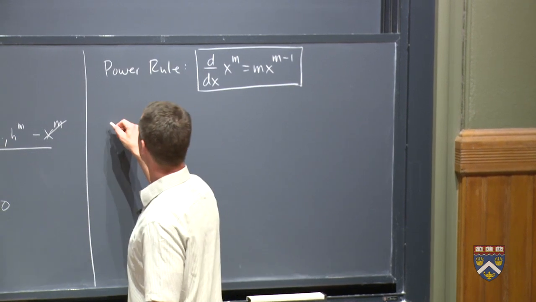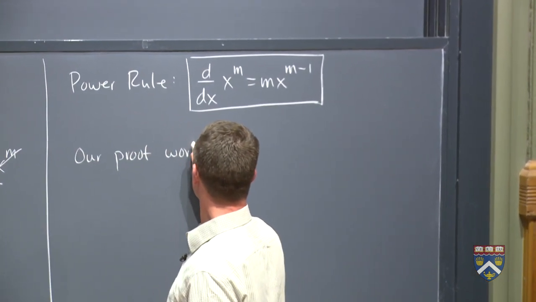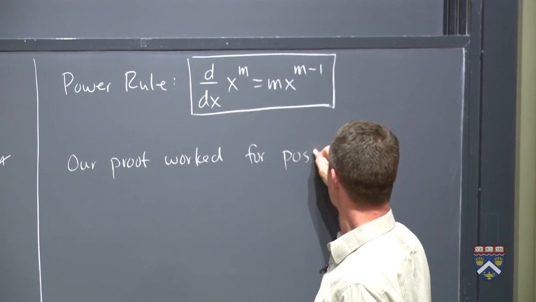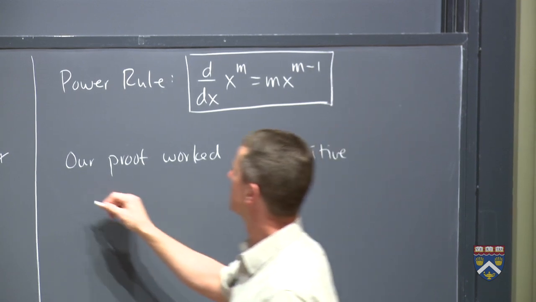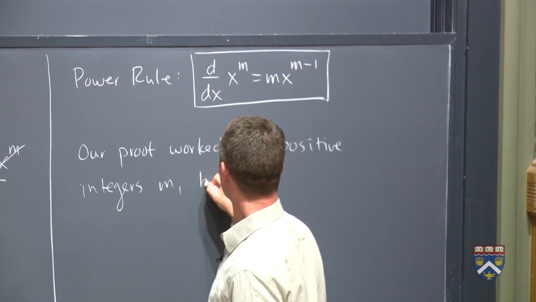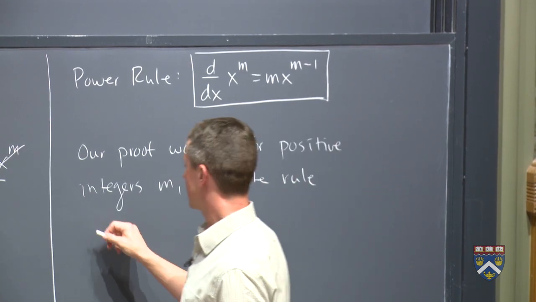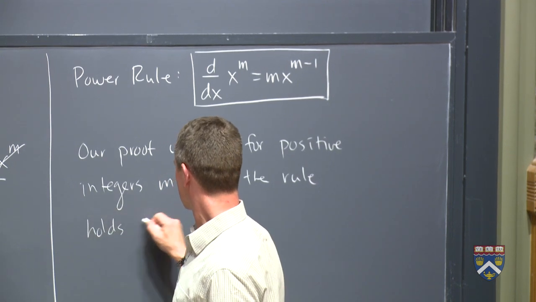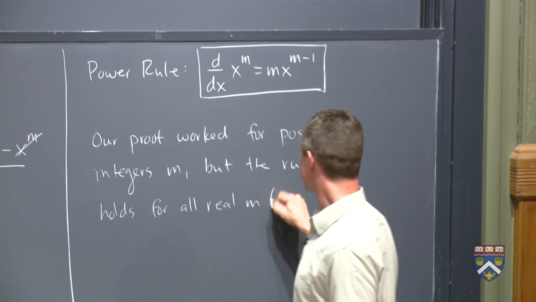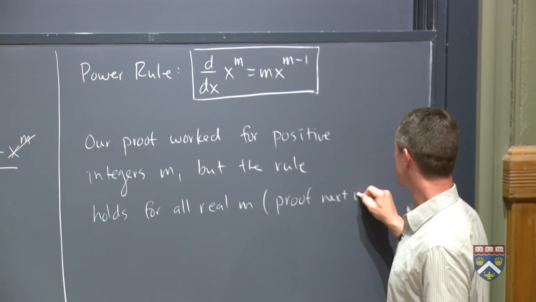So our proof worked for positive integer m. But the rule holds for all real numbers m. And we'll prove that next week when we have this powerful tool called the chain rule.